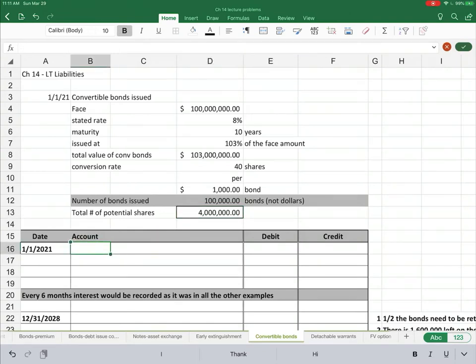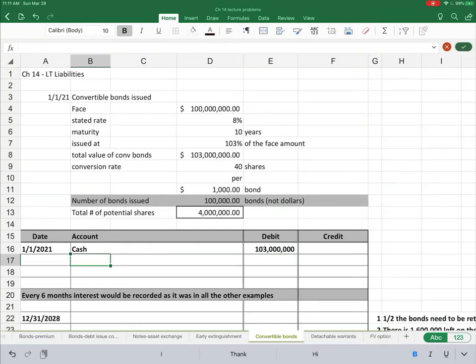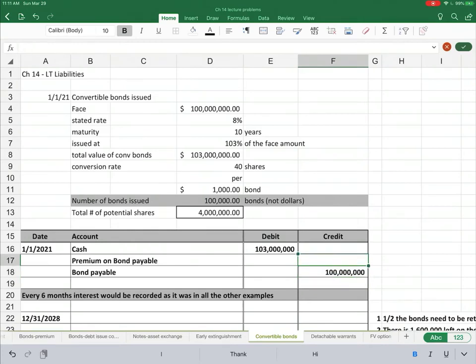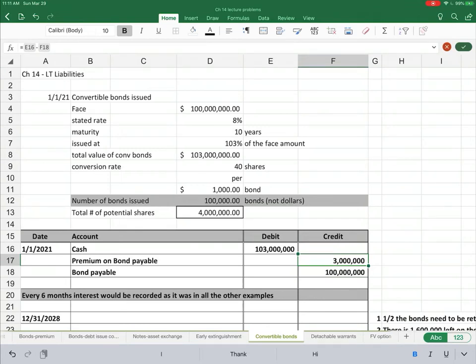Okay, so now let's think about the journal entries. On January 1st, 2021, we issued these bonds out into the market at a premium price of $103 million. So in our journal entry, we debit cash for $103 million. Then we credit premium on bond payable and bond payable. The bond payable is always going to be listed at its face amount, $100 million. And then the premium is just going to be the $3 million difference, right? $103 million is how much cash we got. $100 million is the face amount. The premium is going to be $3 million.